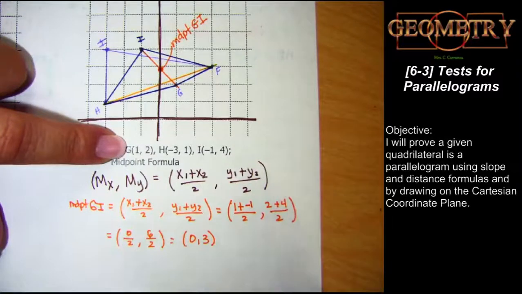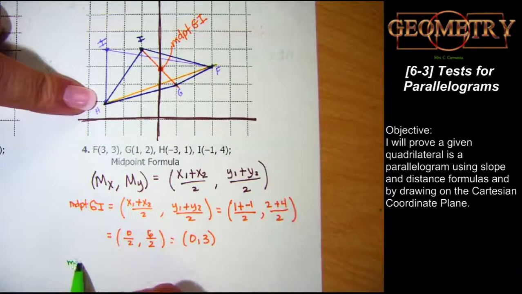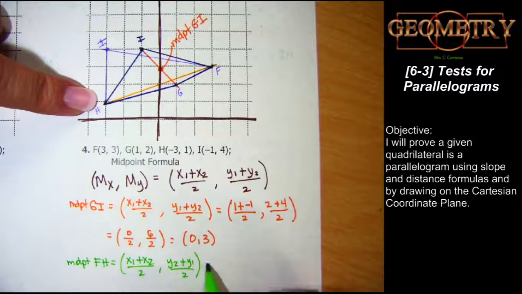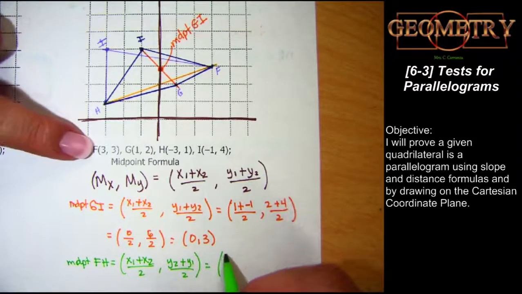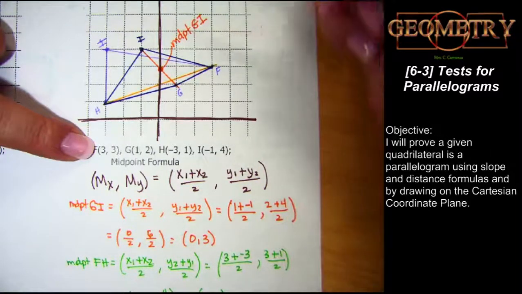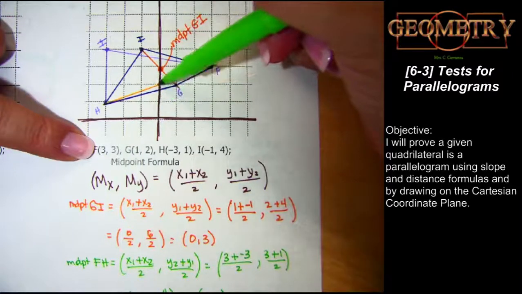Okay. We're going to repeat, but this time we're going to find the midpoint for FH using the same formula. F, H. Okay, FH, 0, 1, 2.